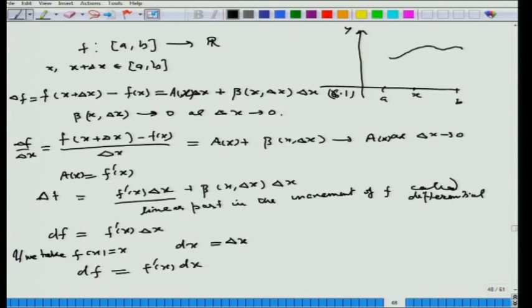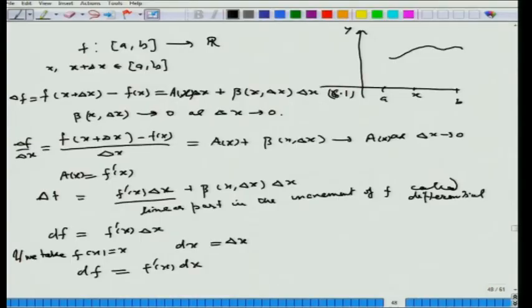So, we see that in the case of a function, the variation delta f has to be f prime x delta x plus beta x comma delta x times delta x. The underlined part is clearly linear in delta x, and therefore it is called the linear part in the increment of f, and this is what is called the differential. It is denoted by d f, and so d f must be f prime x delta x.